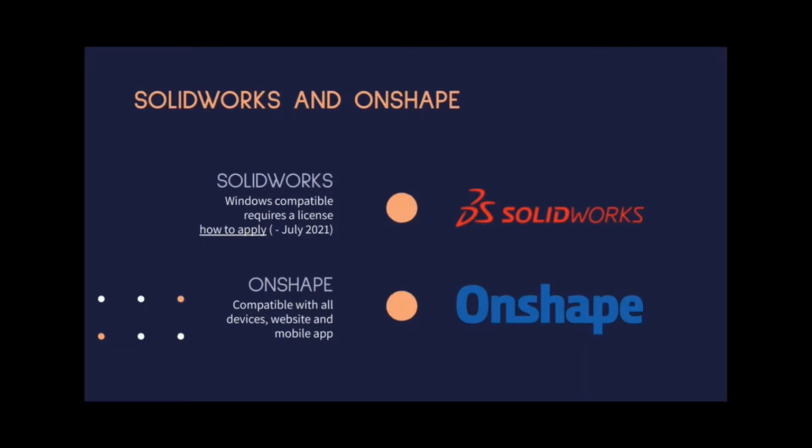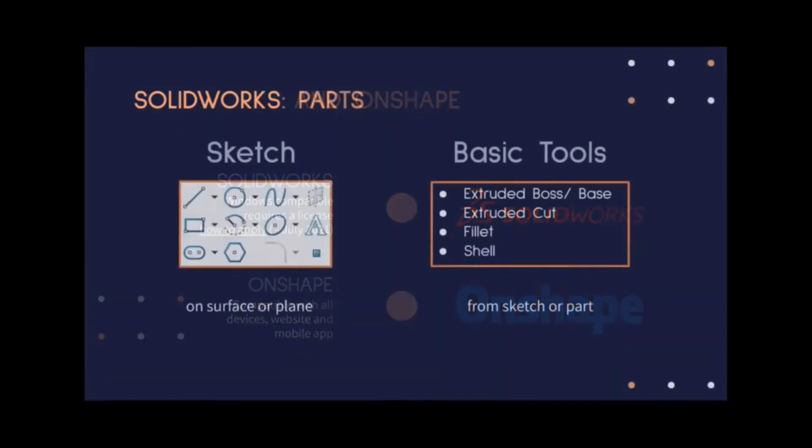SolidWorks and Onshape, which are two CAD tools, have a few differences. So SolidWorks is compatible with only Windows as an app, and it does require a license, but as an FTC team, you can contact SolidWorks and get an educational license for free. And then Onshape, on the other hand, is just a website, and it's also an app. It's compatible with pretty much all devices. We are going to be giving a brief overview of the 3 uses of SolidWorks.